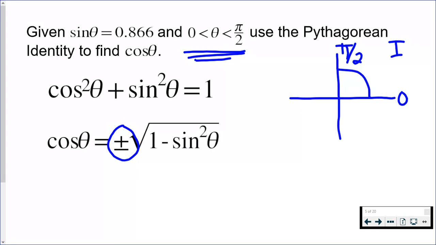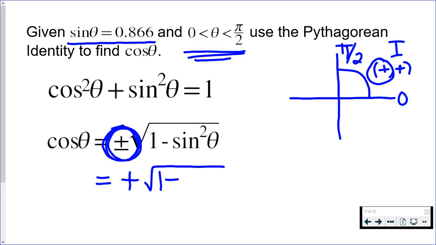That is what tells you whether we're going to use plus or minus for our final answer. Well, in quadrant 1, we know that x values are positive and y values are positive. Cosine, remember, is your x values. Sine, remember, is your y values. We were given a positive sine, which means that 0.866 is really just the y value at this angle. We are asked to find cosine, which is the x value, which we know to be positive in this quadrant. So we decided that cosine is positive.